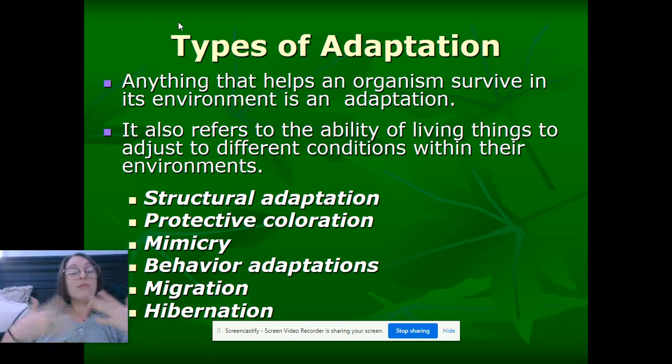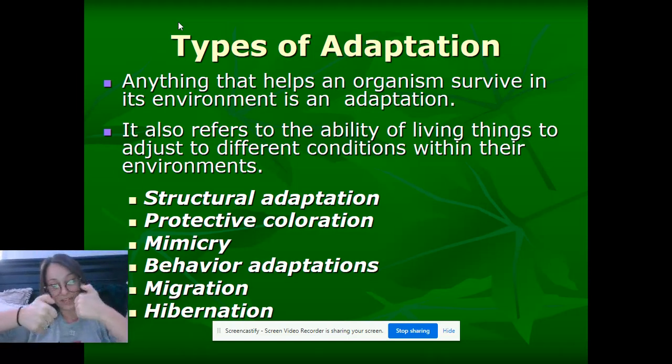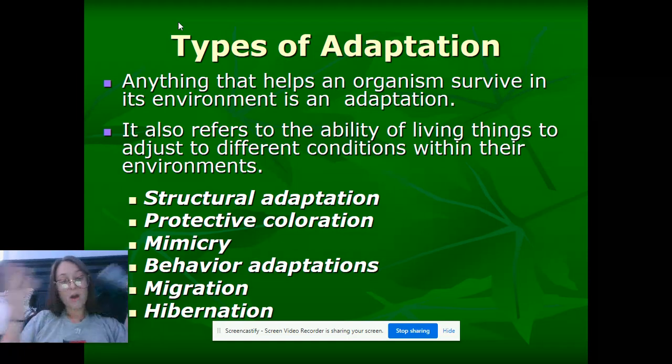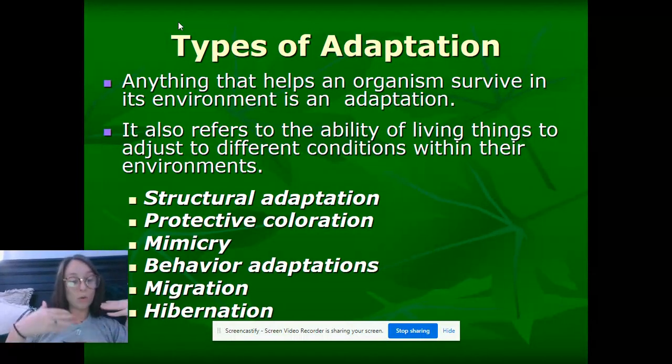There are different types of adaptation. Can you say adaptation? Good job. An adaptation is anything that helps an organism survive its environment. So, for example, you know how I can do one of these little thumbs up? These thumbs are a type of adaptation. These thumbs help me survive in the environment. It helps me pick up things, lets me eat things, all those good things. Okay, so an adaptation is anything that helps an organism survive.